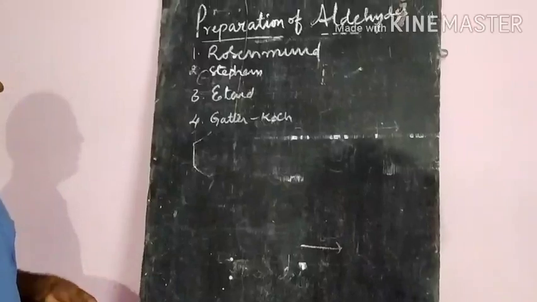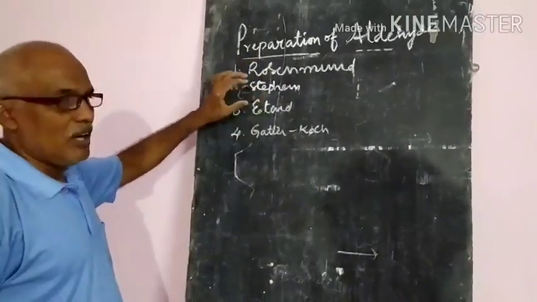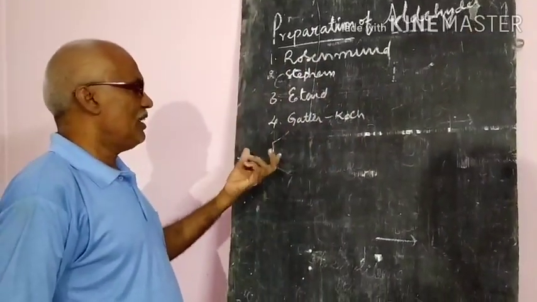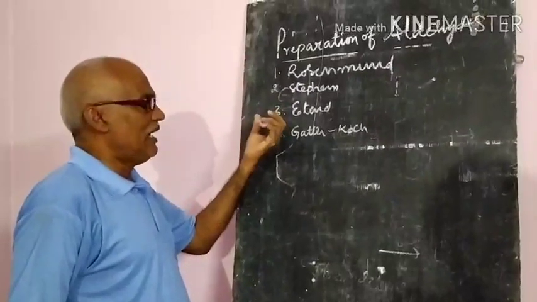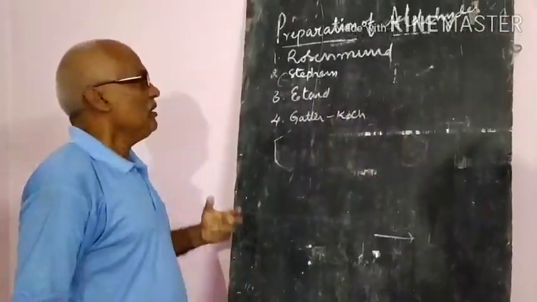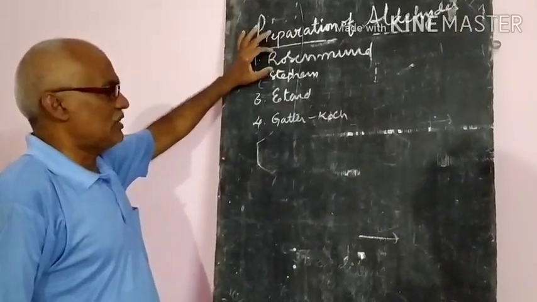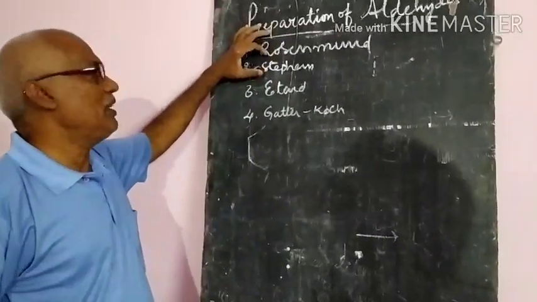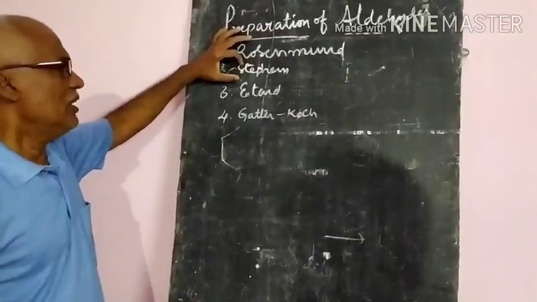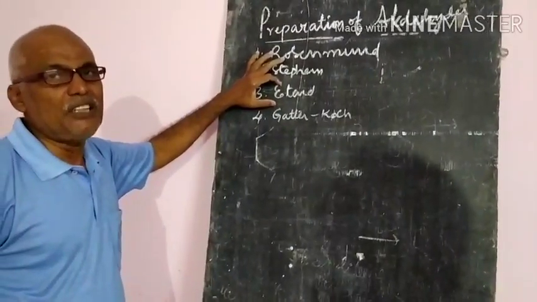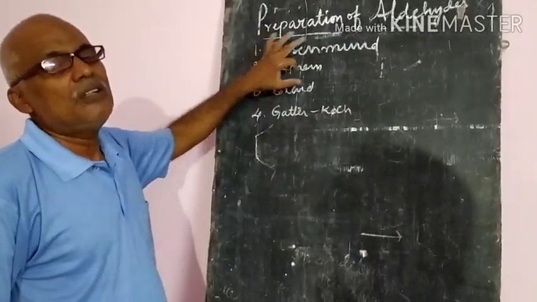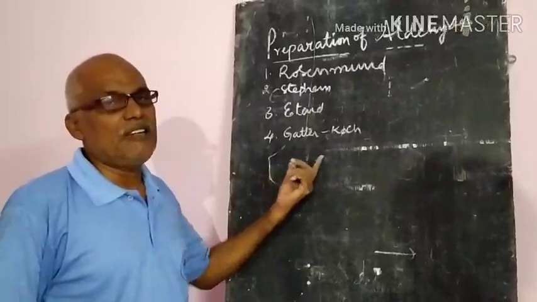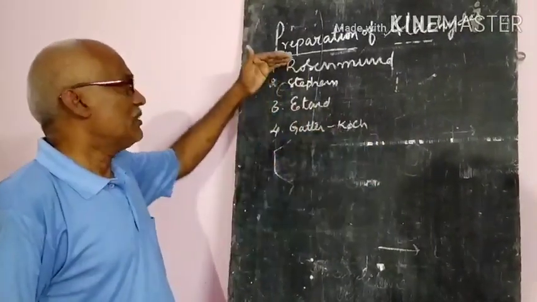Generally in the examination they don't ask by name, they will ask the conversions, which is to be converted into which one. In Rosenmund, if they have given an acyl halide to be converted into the corresponding aldehyde, immediately you should know that it is the Rosenmund reaction. Suppose a nitrile is to be converted into an aldehyde, immediately you should know that it is a Stephen reaction. In the Etard reaction, toluene, that is benzene derivatives, are converted into aldehydes. In the Gattermann-Koch reaction, benzene is converted into benzaldehyde. So like that you should know it.